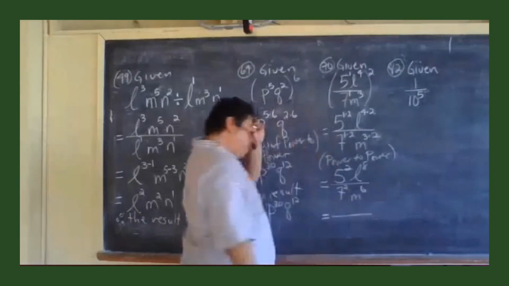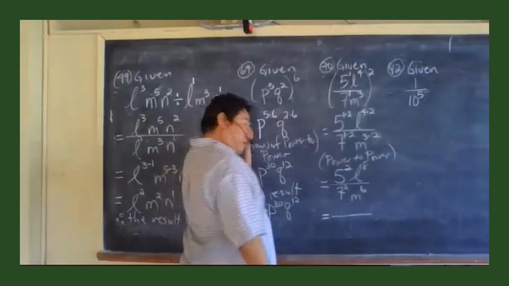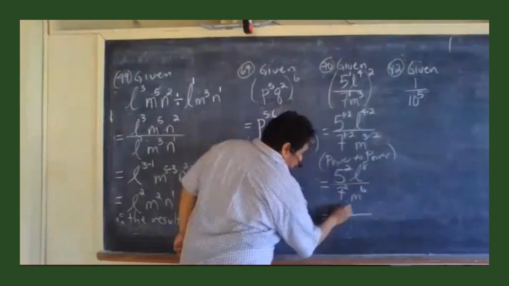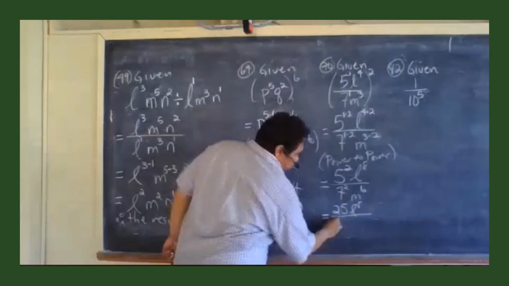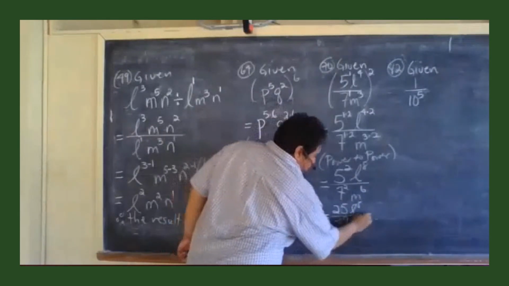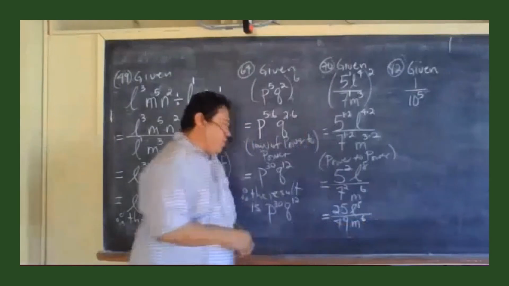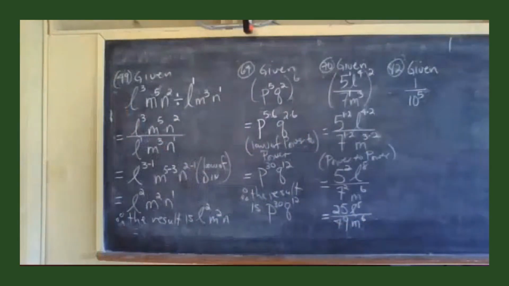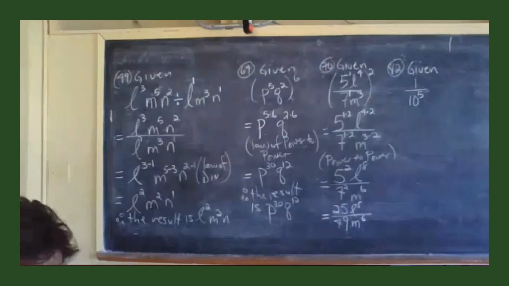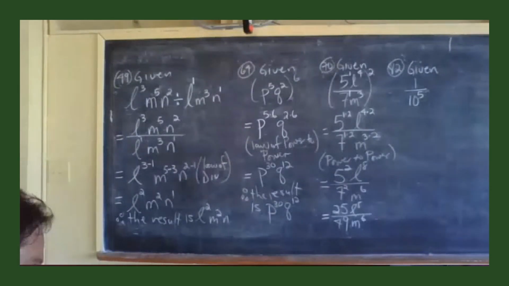Now, if you want to be fancy about it, you can square it. 5 squared is 25, L to the 8, 7 squared is 49, M to the 6, and then that is your result. I don't want to write any lower than that because you might not be able to see it after that. So those are 3 out of the 4 that we chose to do.